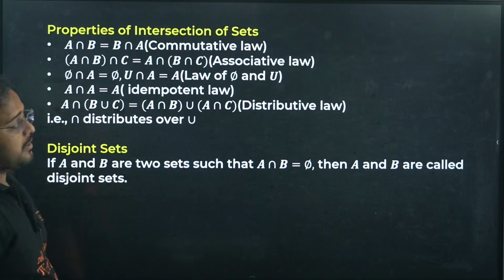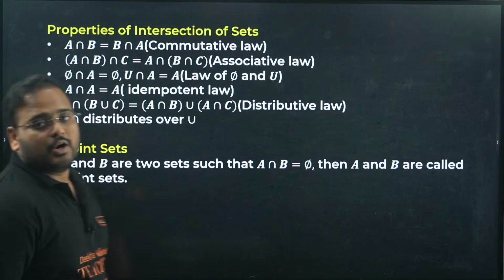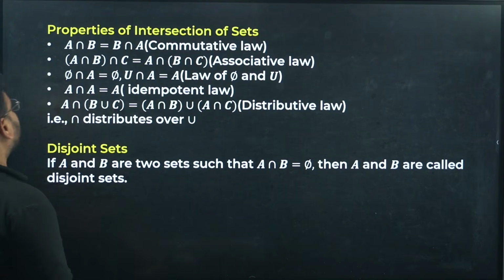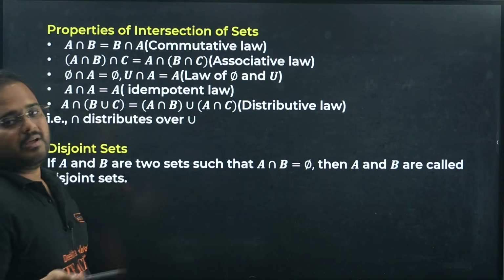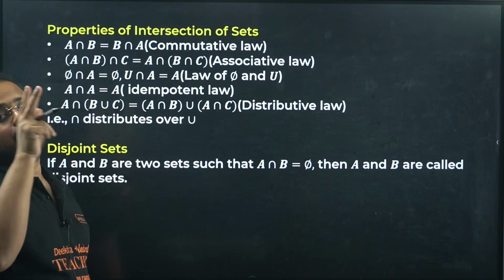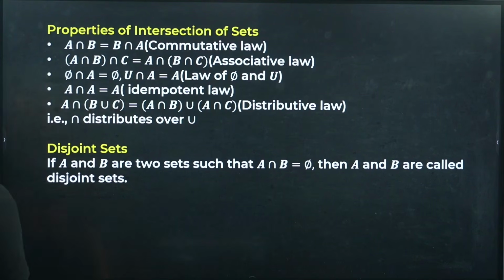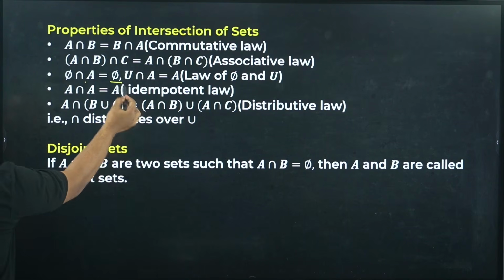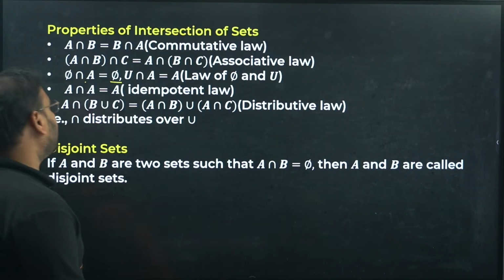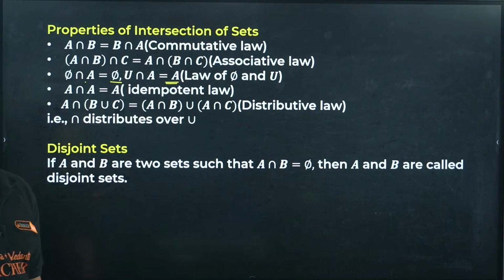Properties of intersection of sets. This is important. A intersection B is the same as B intersection A. Commutative law is true over here. Next, intersection of A, B, C can be taken in any other form, meaning A, B together, then C, or A first with the combination of B and C. This is the associative law. Intersection of the null set with A will give me the null set. And intersection of the universal set with A will give me the set A itself. Law of null set and universal set.